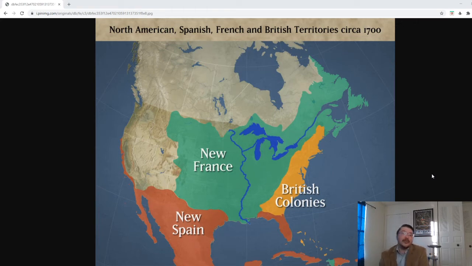Anyway, so let's go ahead and get into this, and let's talk about the difference between how the French, British, and Spanish governed their colonies, especially and specifically on the mainland of North America. I'm not really going to talk about the Caribbean because all of the colonial empires treated their Caribbean colonies the same.